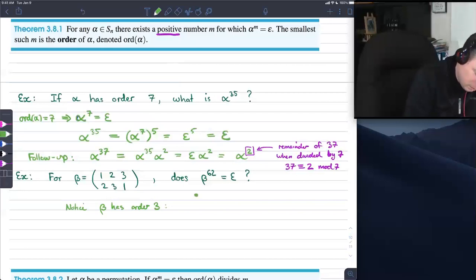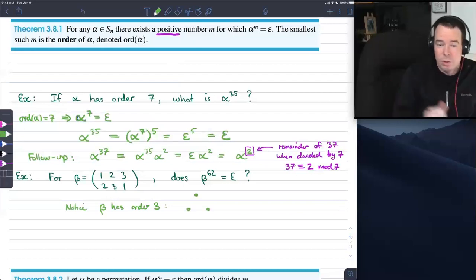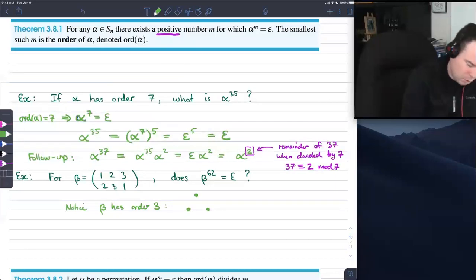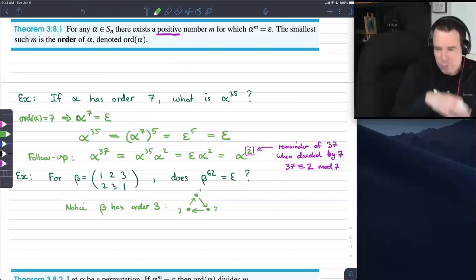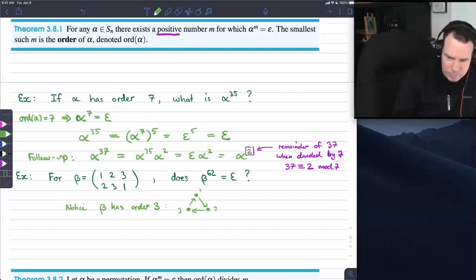I find it easier in terms of a picture until we introduce the new notation, which we're going to introduce very shortly. In terms of a picture, beta is this. 1 goes to 2, 2 goes to 3, 3 goes to 1. So in order for all numbers to go back to where they started from, we'd have to apply beta to itself 3 times. So that means that beta cubed is equal to the identity.